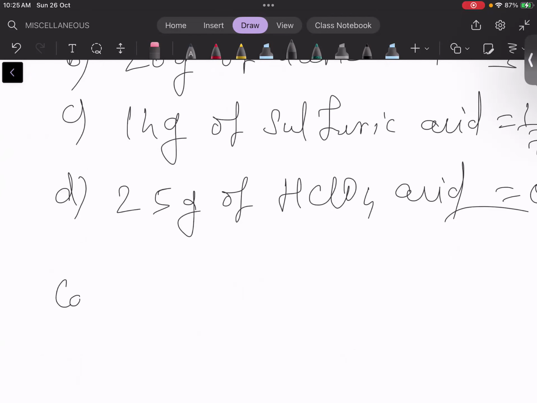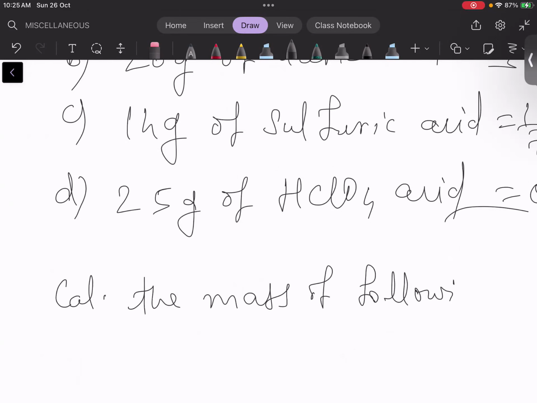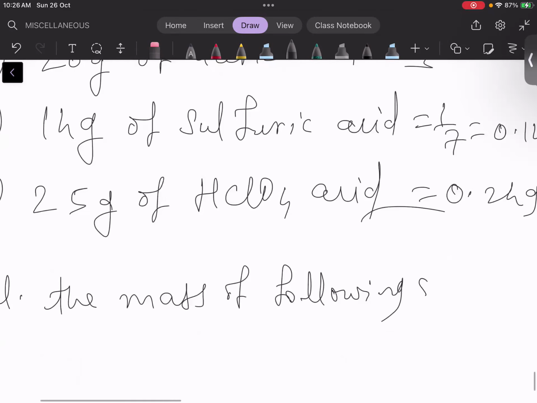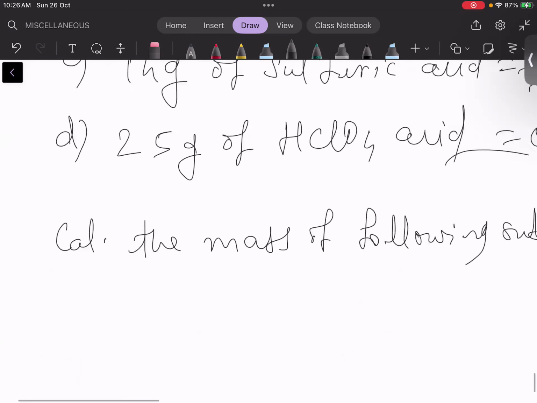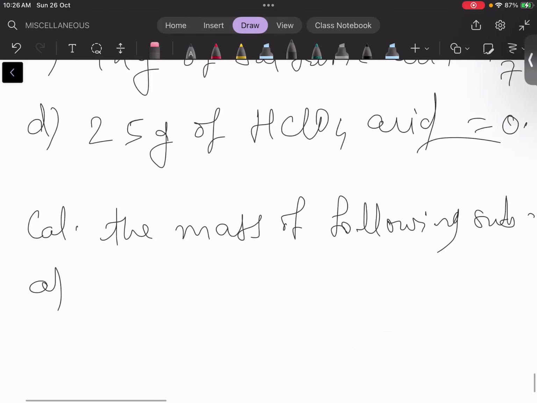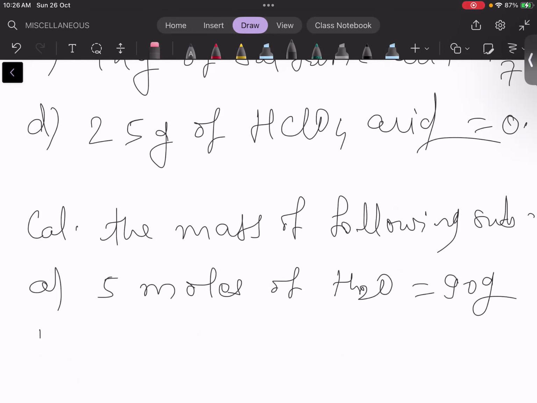Then calculate the mass of following substances. First, 5 moles of water. 90 grams. Very good.